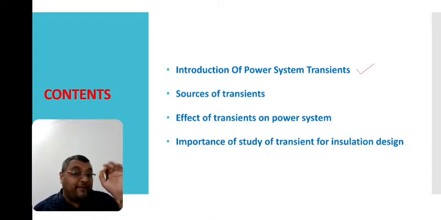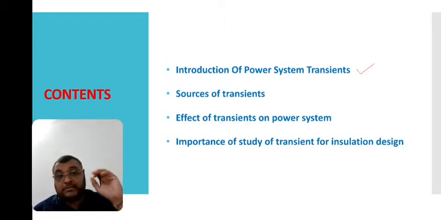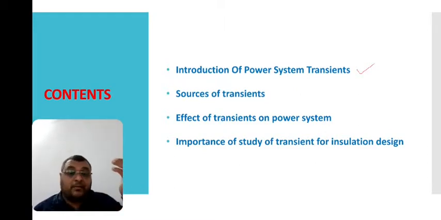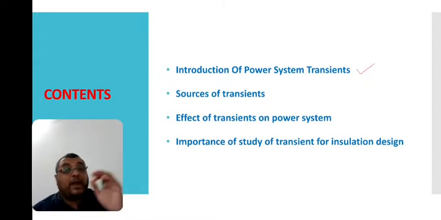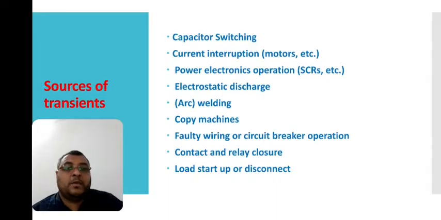So those are some glimpses of the effects when transients occur in the power system. We will see in detail one by one what the causes are, and due to which cause it affects where in the power system. Okay, so let's move further.